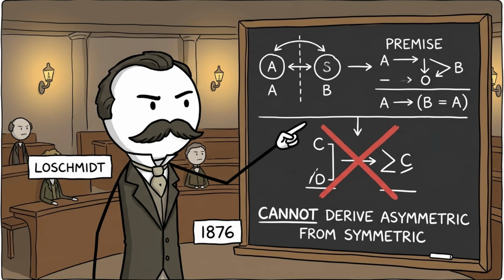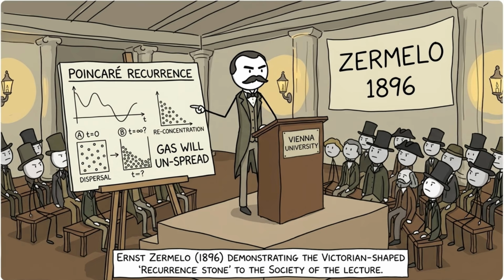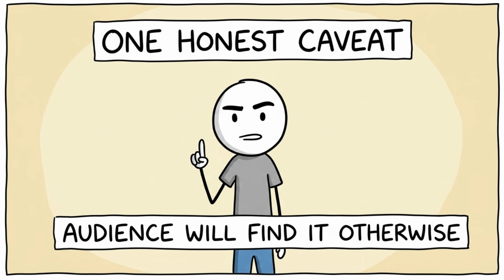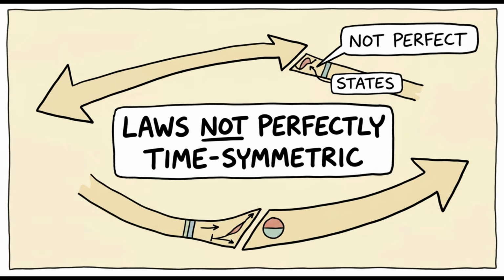Joseph Loschmidt pointed out in 1876 that you cannot derive an asymmetric conclusion from symmetric premises. Ernst Zermelo added in 1896 that Poincare recurrence guarantees the gas will eventually unspread on its own. One honest caveat, because this audience will find it otherwise: the laws are not perfectly time-symmetric.